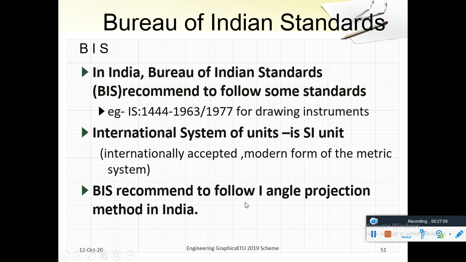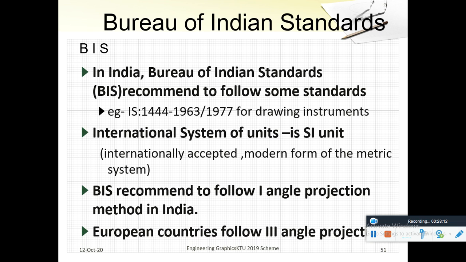The Bureau of Indian Standards recommends following first angle projection only in India. That we will study later. But in European countries, they follow the third angle projection method.